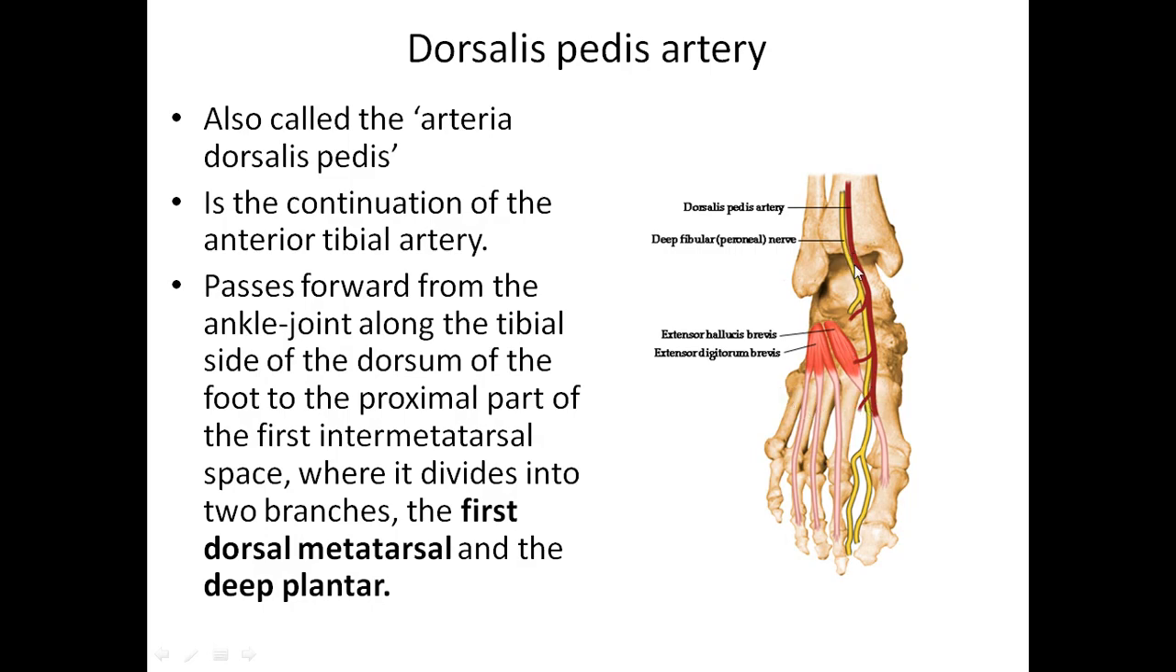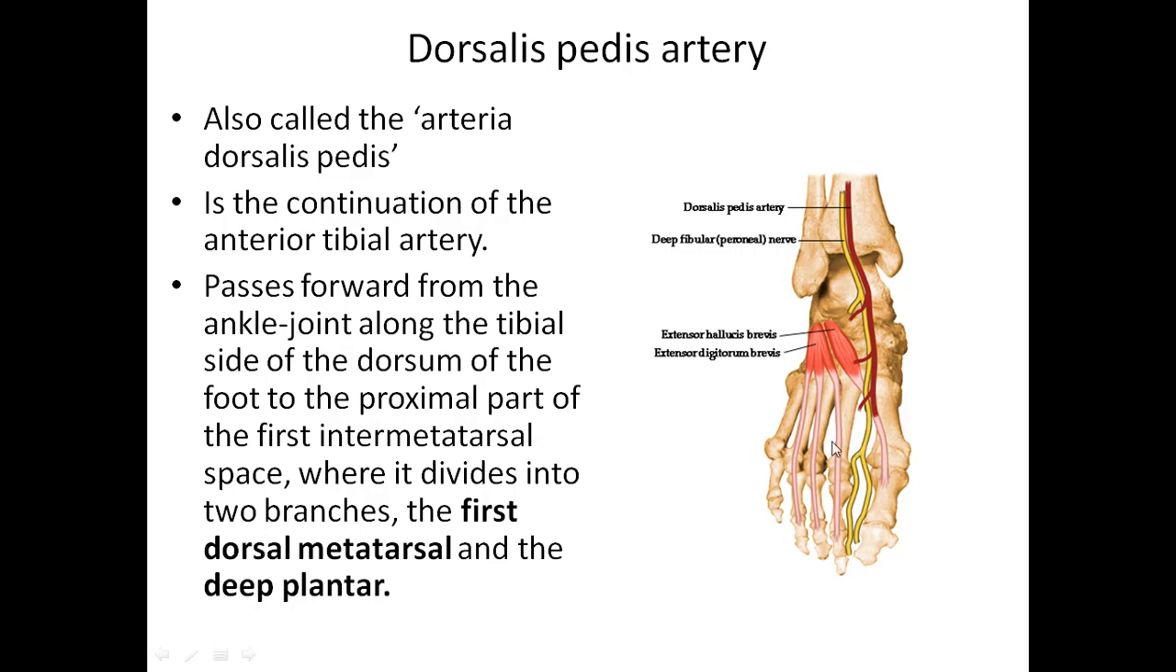So dorsalis pedis is a continuation of anterior tibial. It continues as arcuate artery in the dorsum of the foot. It gives a medial talar, lateral talar branch, muscular branch, articular branch. One of the major branches, this one, which runs on the dorsum of the first metatarsal, so we call it as first dorsal metatarsal artery, and it also gives a perforator, the first perforator, to complete the plantar arch.